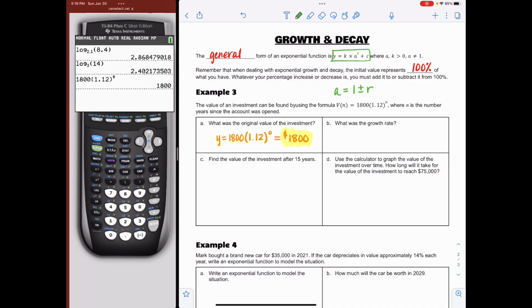So if I look here, the value that is being raised to the exponent in this equation is going to be the 1.12. So if I know that a is equal to 1.12, then I obviously know that a is going to be equal to 1 plus 0.12, which tells me that my growth rate is equal to 0.12, or in other words, 12%. So that is my growth rate, 12%. That's how much it increased by.